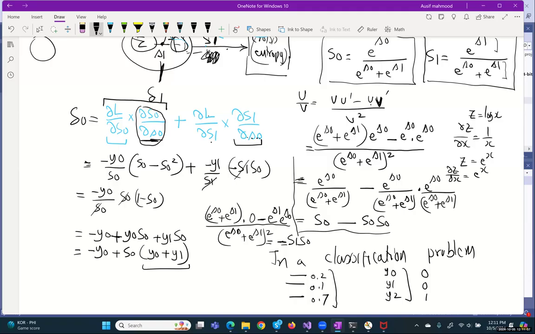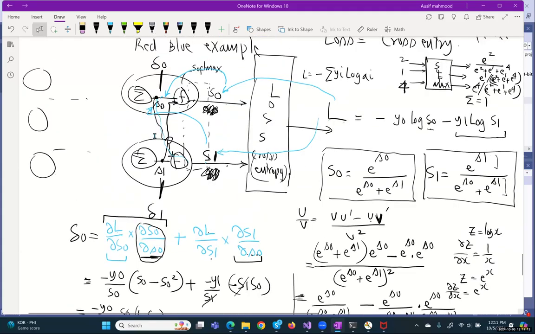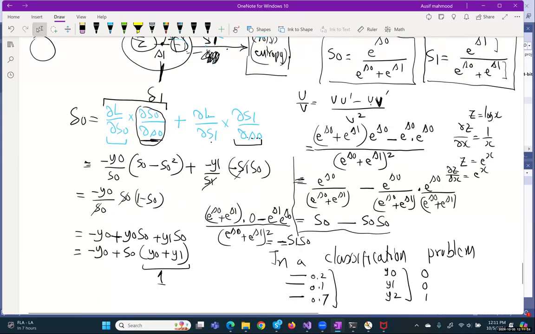So this is guaranteed to be 1 because in our case, remember this is a 2 output problem. The sum of these 2 will always be 1 coming out of softmax. Therefore, the target also will be summing to 1. So because this is 1, our delta 0 is what? Minus Y0 plus S0, okay? Or you can write it as S0 minus Y0. So that is the simple answer, okay?